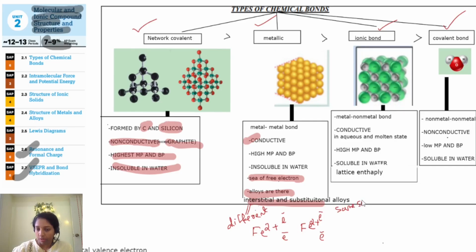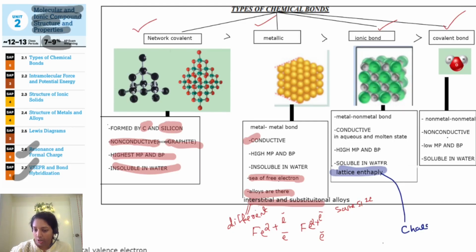Okay, right. And then ionic bond, the main points: metal and non-metals are involved. They are conductive only in molten or aqueous state, right? Then high melting point, but lower than metallic bond, and soluble in water. Main thing, lattice enthalpy is the main stuff. Which one has the highest lattice enthalpy? You need to think about Coulomb's law of attraction, isn't it?